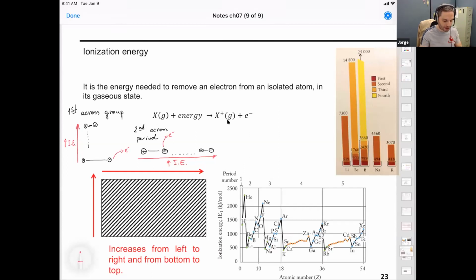Okay, so with that, that's the point that we will stop today. On Wednesday, we will cover electron affinity and then move on to the next chapter.